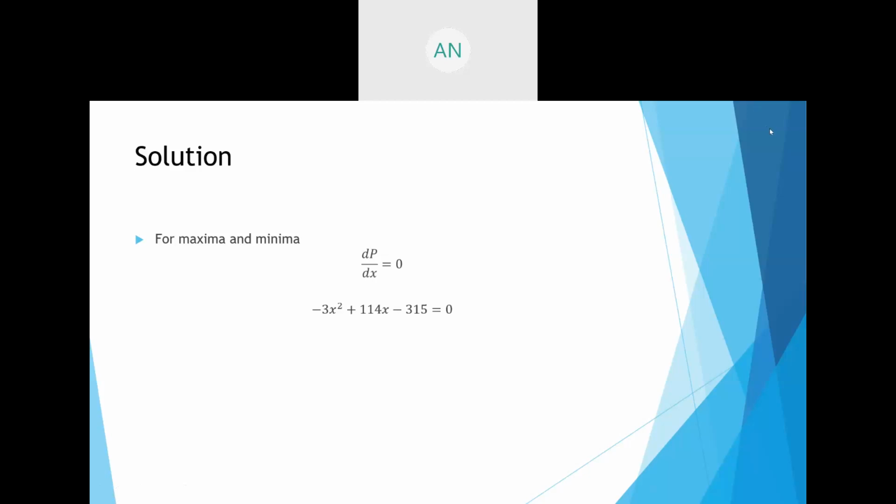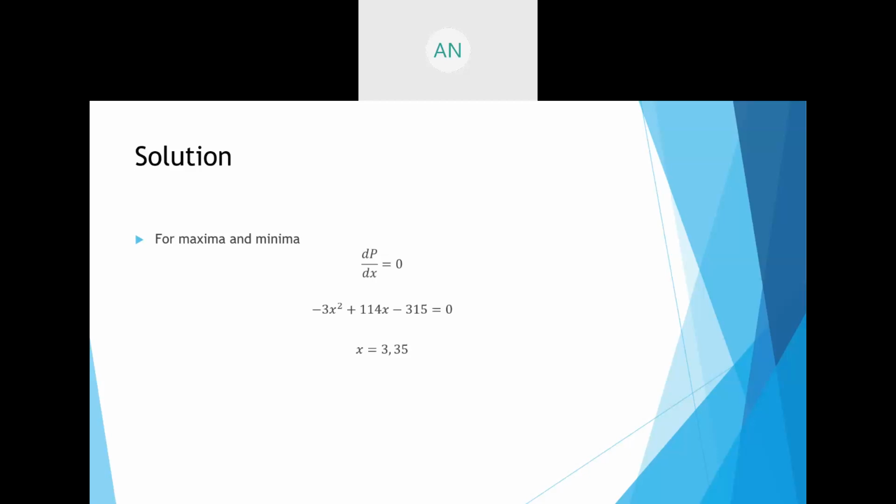Okay, so when you solve this, the values that you get for x are 3 and 15. Sorry, 3 and 35, not 15. I'm sorry about that. So the values for x are 3 and 35. These are the points at which your maxima or minima could lie.